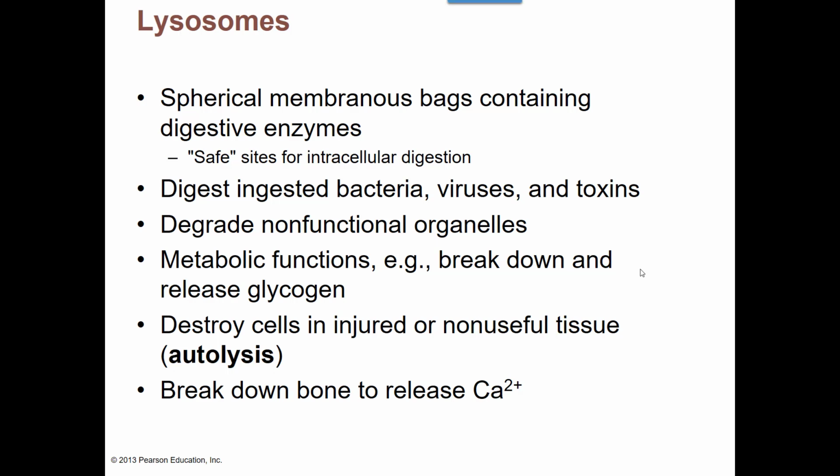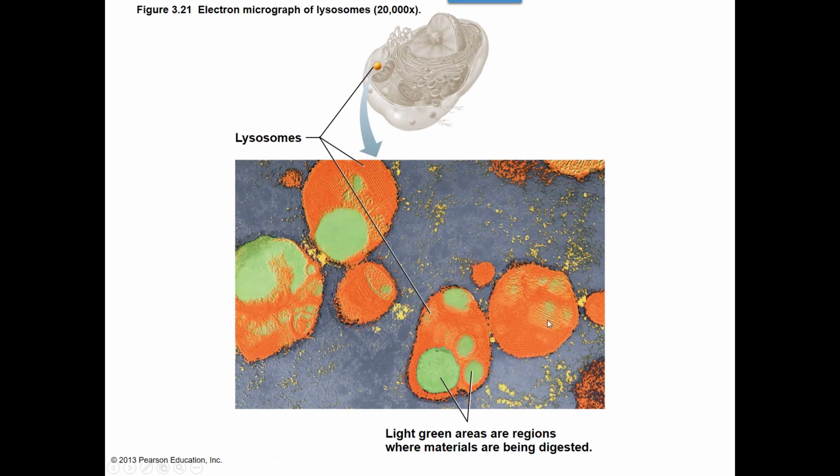It gets rid of things that shouldn't be there: bacteria, viruses, toxins, organelles, and tissue. It's kind of the cleaner upper of the body. And this is an actual picture, big orange blobs of lysosomes, and the green areas are different places where materials, whether it's an organelle, a bacteria, or something that was ingested, are being digested by those digestive enzymes.